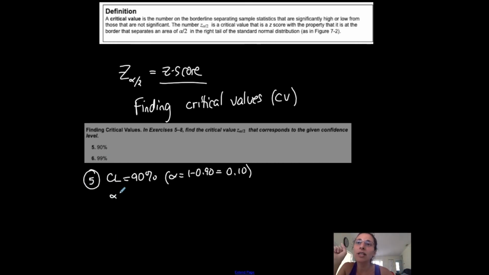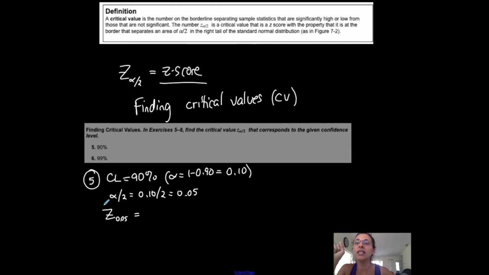So I'm going to calculate alpha over 2 first. So 0.10 is alpha. I'm going to divide that by 2. So that is equal to 0.05. Now, I want z of alpha over 2, or z of, in this case, 0.05.